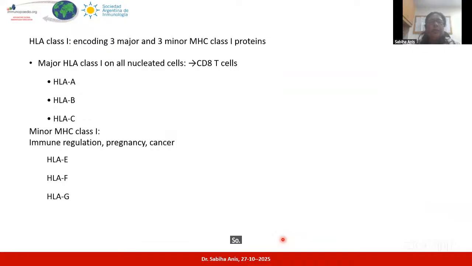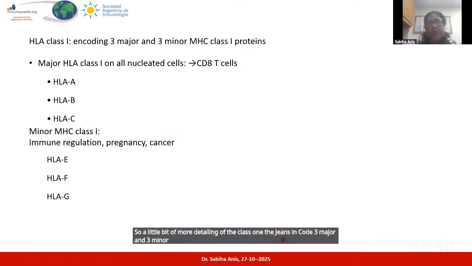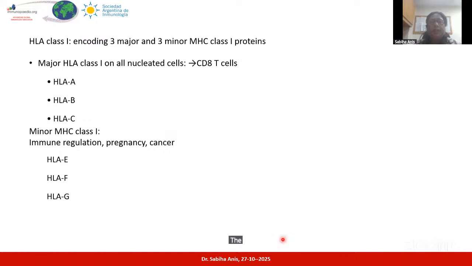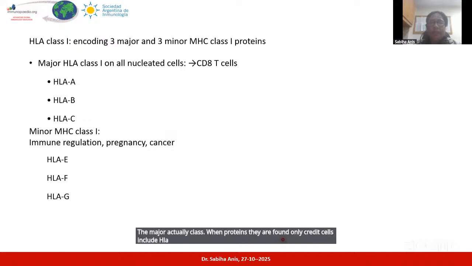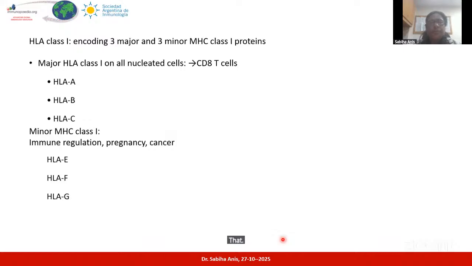So a little bit more detail on HLA class 1. The genes encode 3 major and 3 minor HLA class 1 proteins. The major HLA class 1 proteins, found on all nucleated cells, include HLA A, B, C, which present antigens to CD8 positive T cells, while minor HLA class 1 molecules include HLA E, F, and G, and they have their role in immune regulation, in pregnancy, and in some cancers. We'll learn a bit more about these in detail.